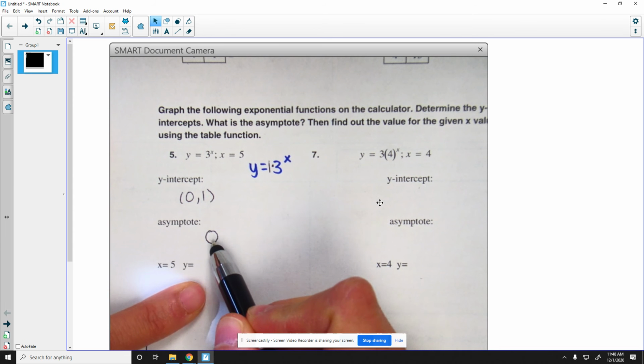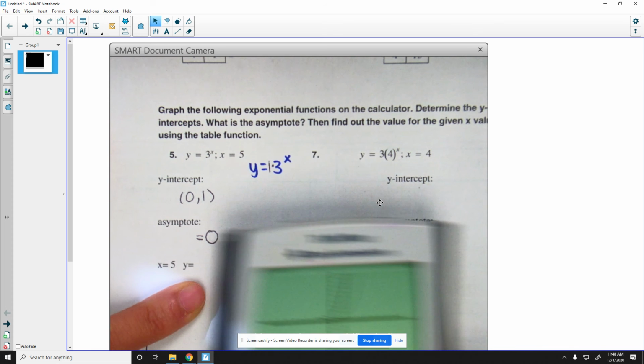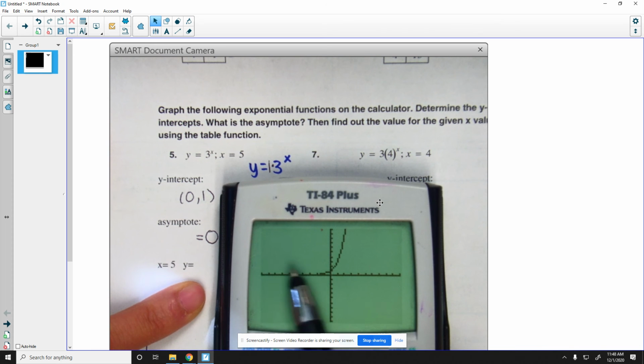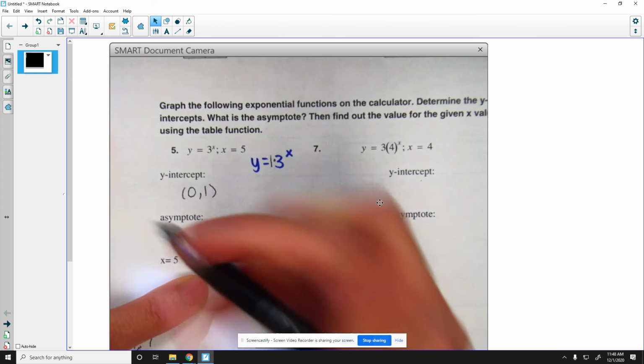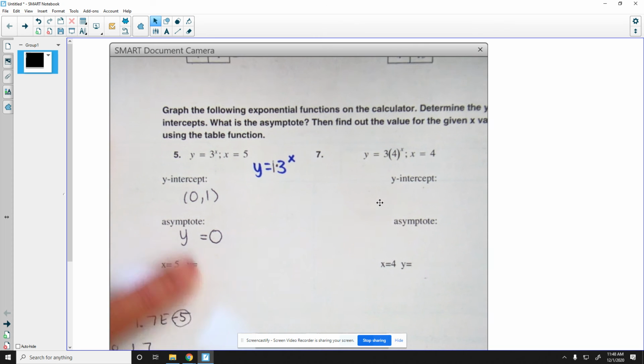Now remember, the asymptote is not a point, it's a line. So if I look back at this picture, is this an x equals or a y equals, guys? Y equals, good, right? You would think x because it's the x-axis, but it's always the opposite. So your asymptote is always the line, y equals 0.